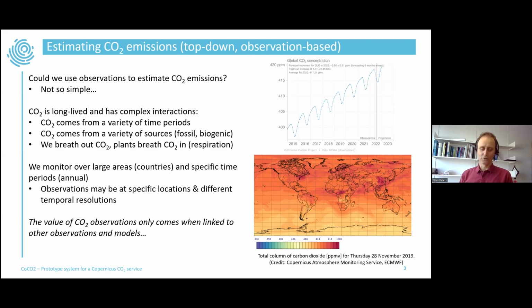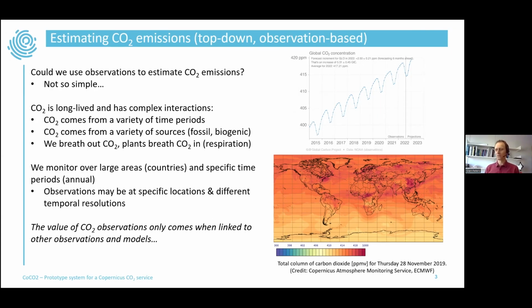So CO2 can come from a variety of different time periods. The CO2 that you're breathing in now could have come from a car that was driven this morning, or it could come from a coal plant that was used 100 years ago. There's a variety of sources. There's fossil sources, there's land-based sources, there's respiration, we're breathing in or breathing out CO2, trees are taking it in and so on. So it's actually quite complex to go from observations of CO2 to the emissions of CO2.